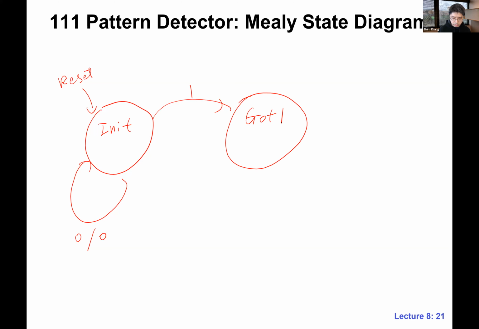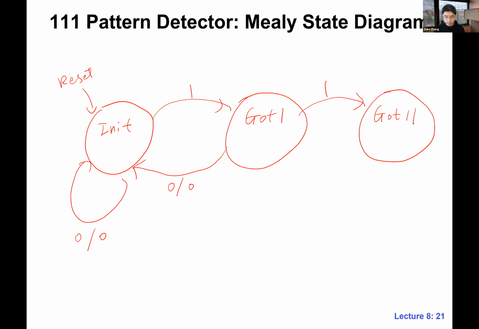we got 1, so again, we don't put anything in the bubble. We just look at the state. If you have 0, we go back, output 0. If you have 1, we go to a new state, which is got 1, 1. Make sense? We output 0 all the time, all the way until we go to got 1, 1.